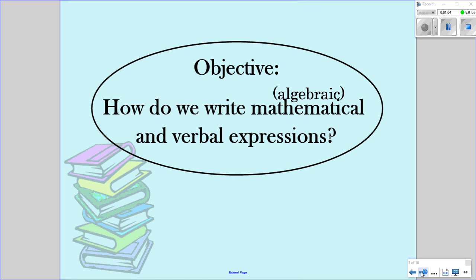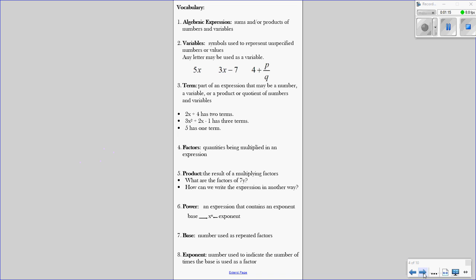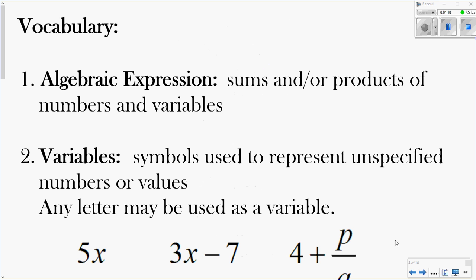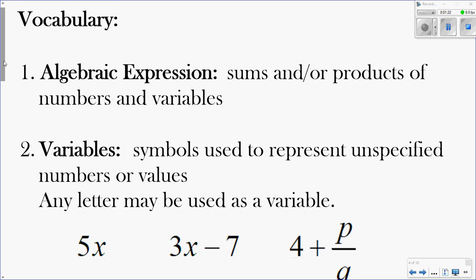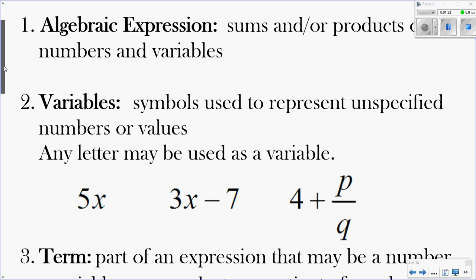The title is Algebraic and Verbal Expression, and the objective is how do we write algebraic and verbal expressions. Let me make this bigger. We're going to learn a few vocabulary words dealing with this lesson. First, algebraic expression. It's the sums and/or products of numbers and variables. Variables are symbols used to represent unspecified numbers or values.